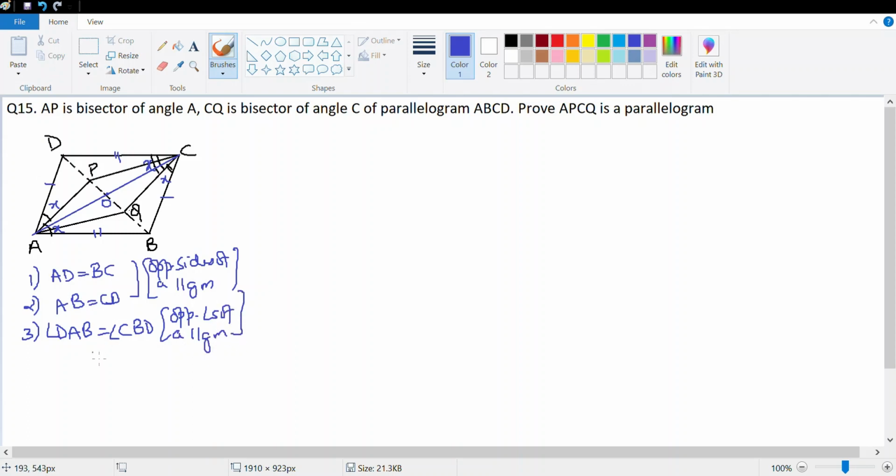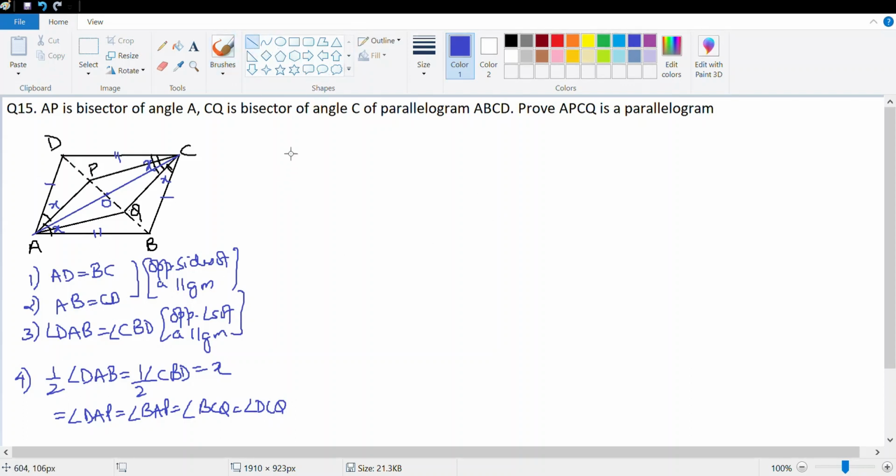They are equal. What it means is half of angle DAB will be equal to half of angle CBD is equal to X, which is equal to angle DAP, which is equal to angle BAP, which is equal to angle BCQ, which is also equal to angle DCQ. All this is equal to X. Let's try and prove something congruent, which will help us get the answer that we are looking at.